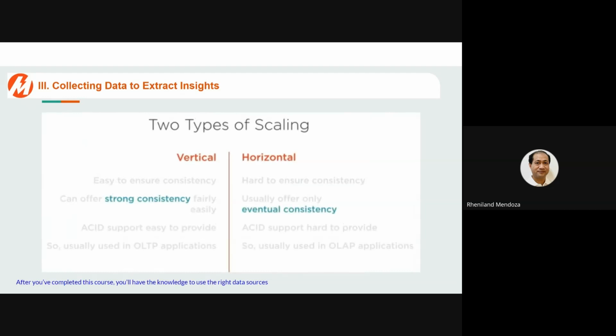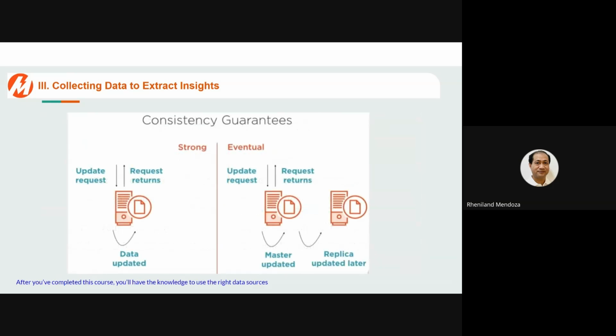To round up this session, before we conclude, let's talk about strong consistency and eventual consistency. In this diagram, you can see that vertically scaled systems, which have a single powerful machine, can provide strong consistency guarantees. Whereas horizontally scaled systems only provide eventual consistency guarantees.